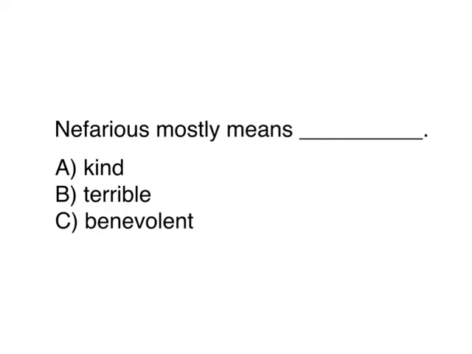For example, nefarious mostly means A, kind, B, terrible, or C, benevolent. The answer we know is going to be something bad, and in this case it would be B, terrible. So these are just some of the things that we can use to help us find out words in context.